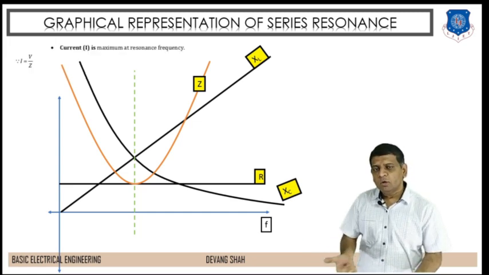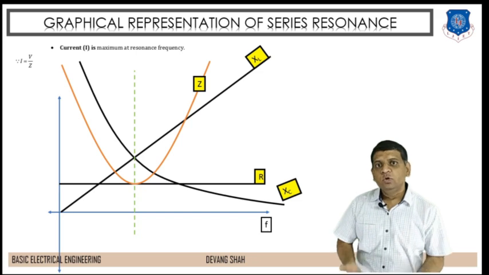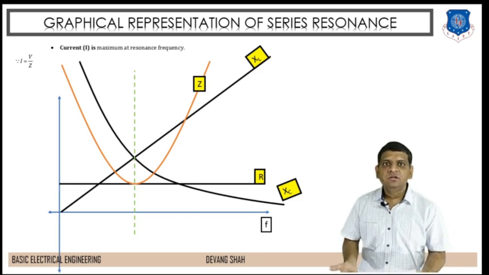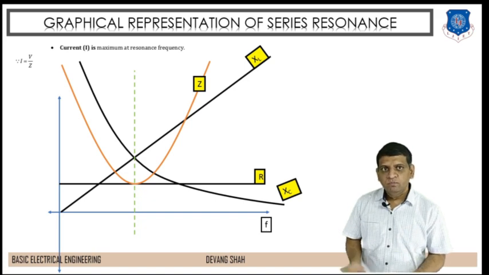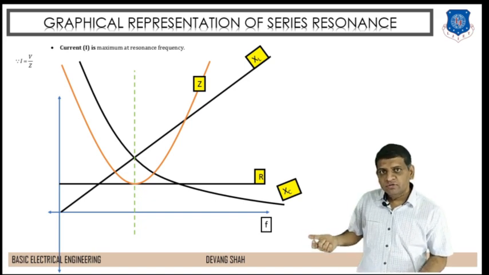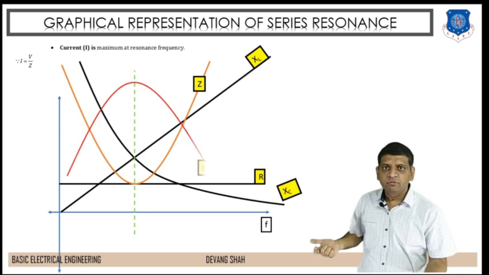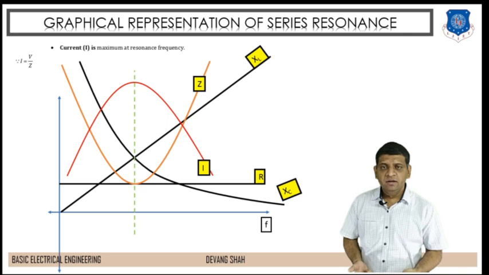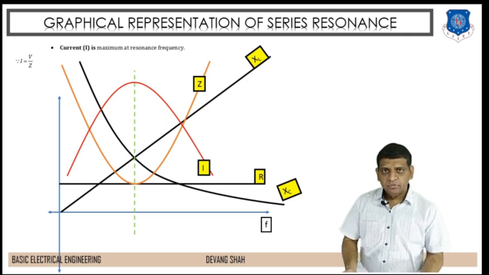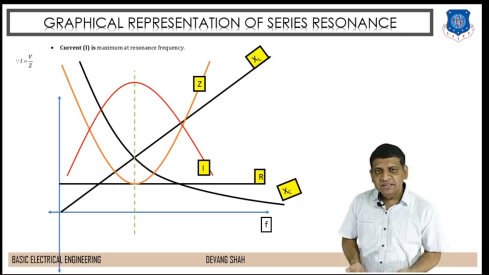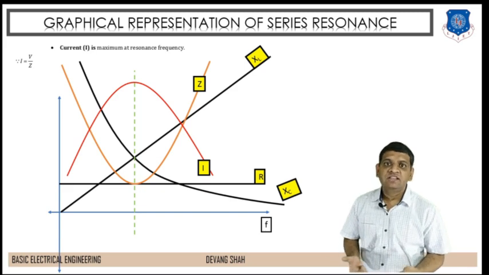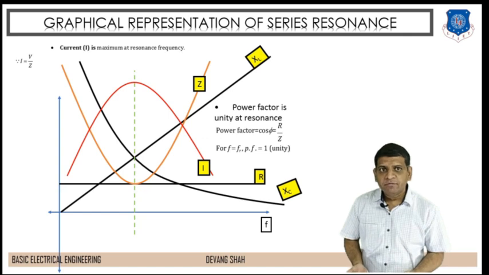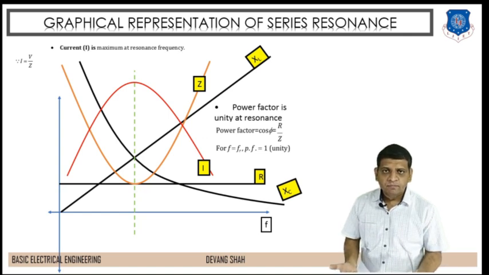Same way, if I talk about the current, where current I is equal to V by Z, where the value of V is constant, so I is inversely proportional to the impedance Z. So you can see here the curve of Z, and exactly in the opposite direction you will find the curve of current I, right? So if Z is minimum for this RLC series circuit at resonance, then the current is maximum, right?